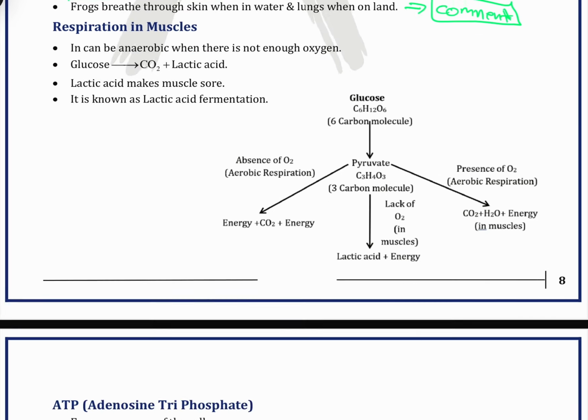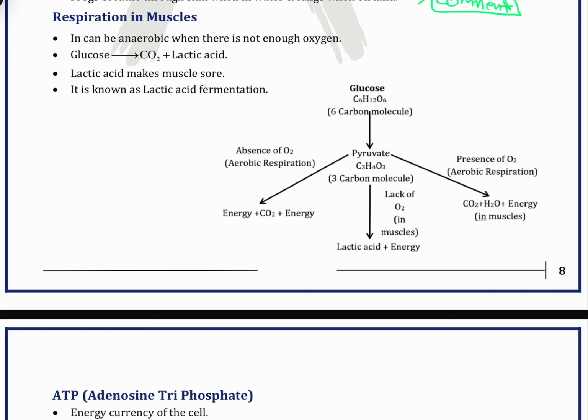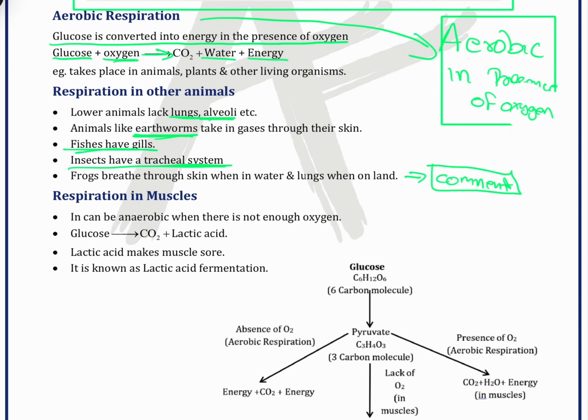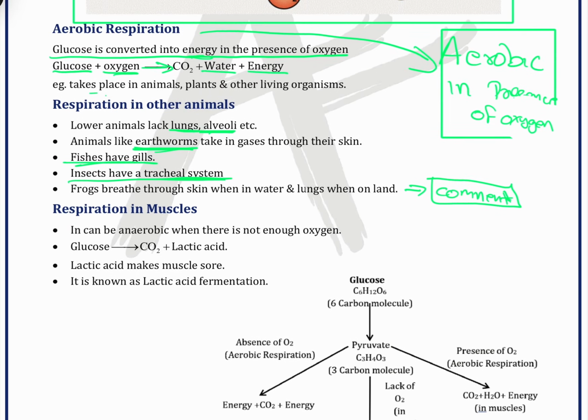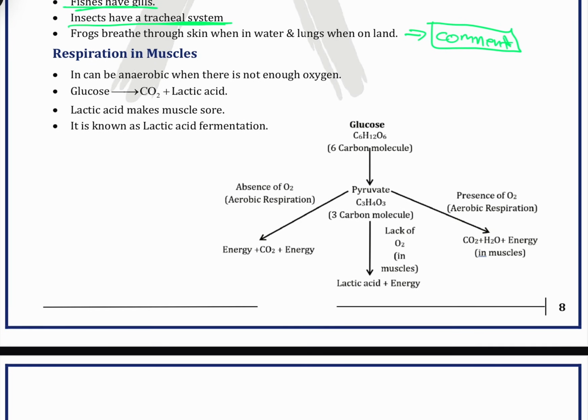Okay, then here we can see respiration in muscles. It can be aerobic, and it is written that it can be anaerobic when there is not enough oxygen. We have already discussed what aerobic respiration is: the producing of energy, where glucose is converted into energy in the presence of oxygen. When there is not enough oxygen, it is known as anaerobic respiration.